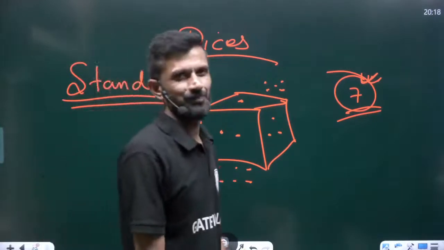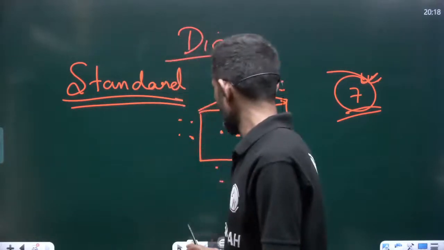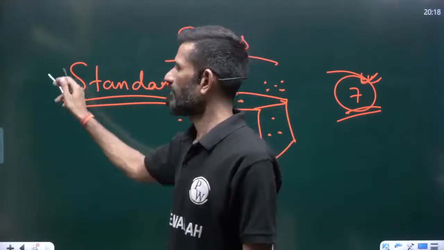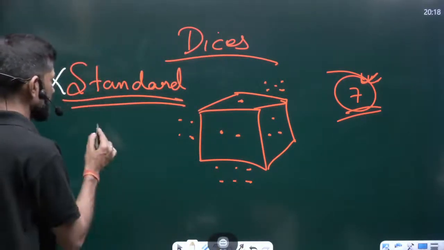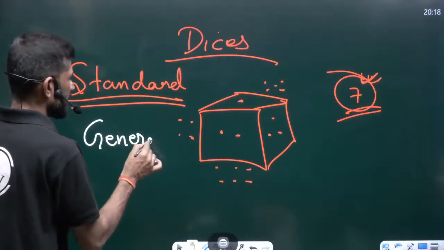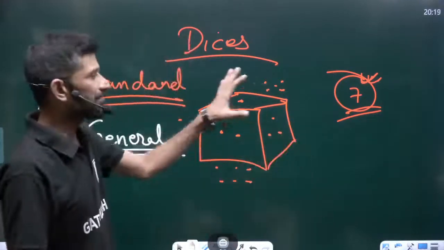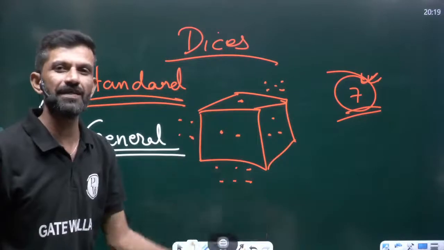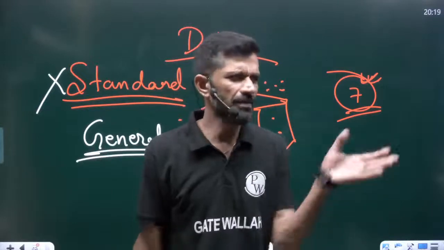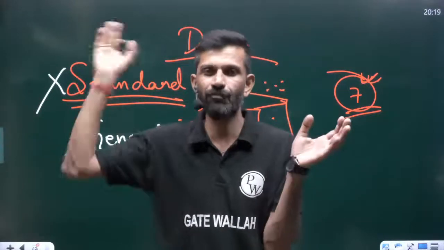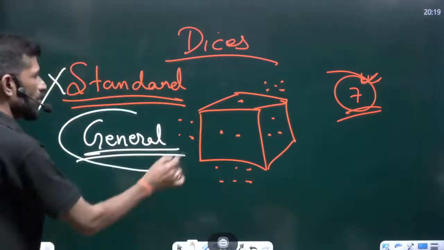But let me tell you, the questions given in various competitive exams will very rarely be from the standard dice. The questions in competitive exams are placed from the general dice. General dice won't have the property that the sum of opposite faces is 7. In a general dice, any number can come anywhere. So the main topic is this general dice, not the standard dice.